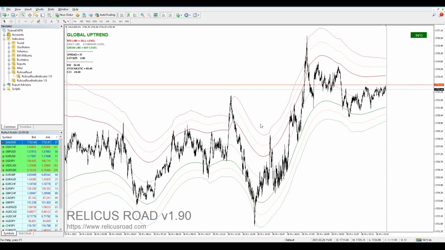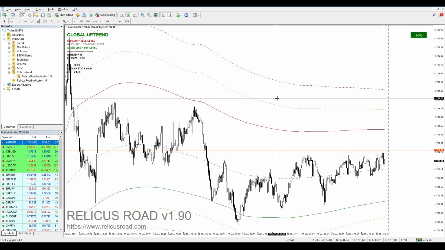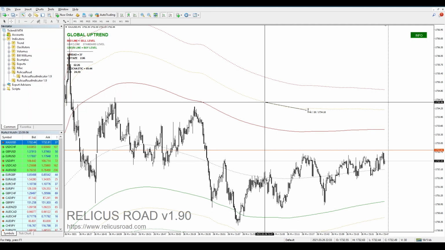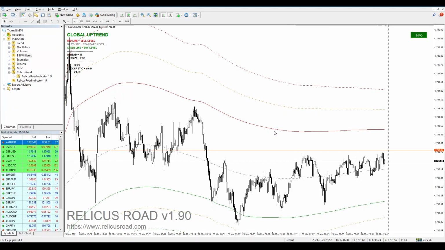Okay, so this level is, as I said, liquidity level 1, this is the second, and this is the third. So when the price is above this, it is sell, liquidity level 2 and 3.